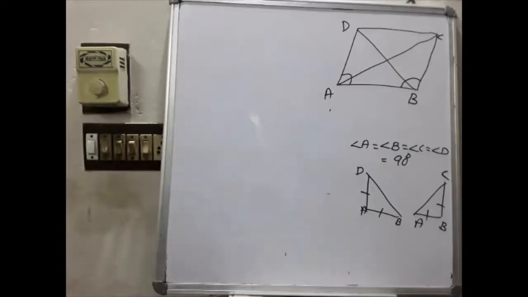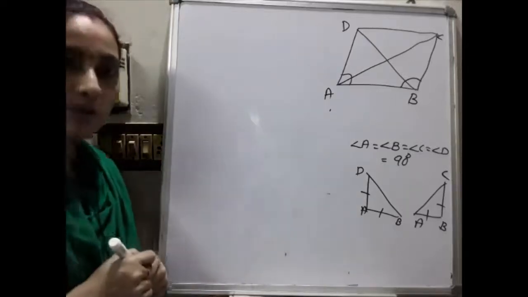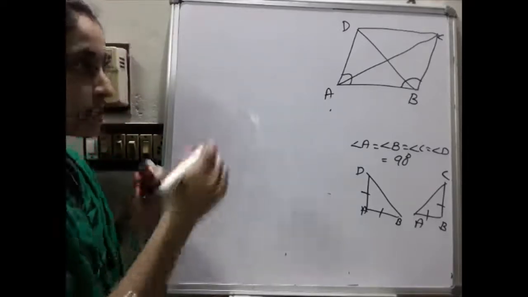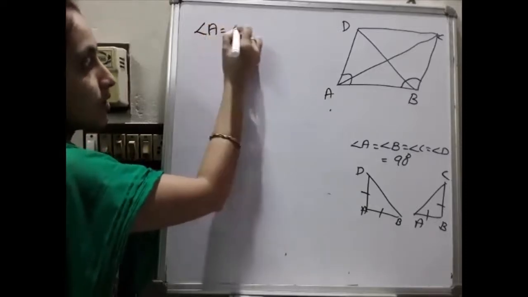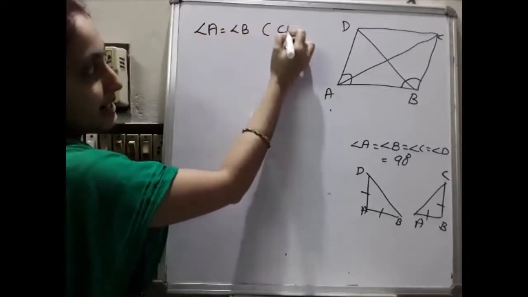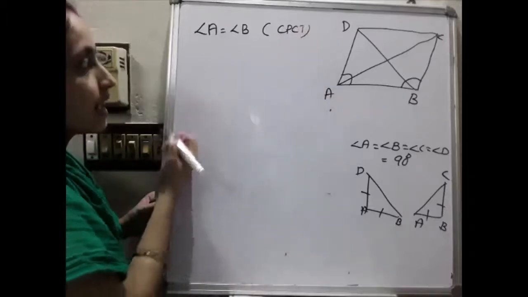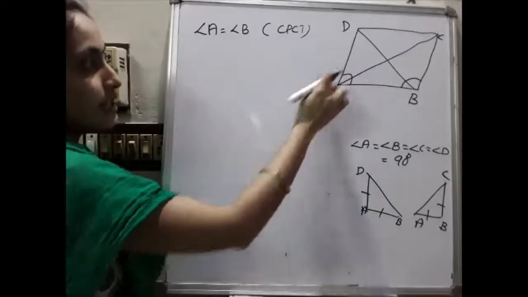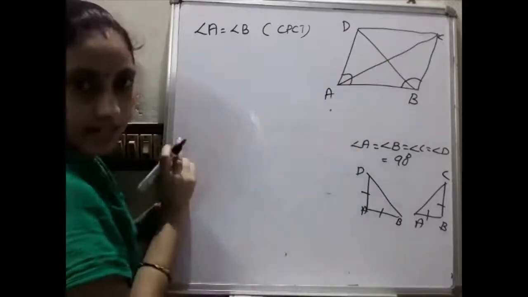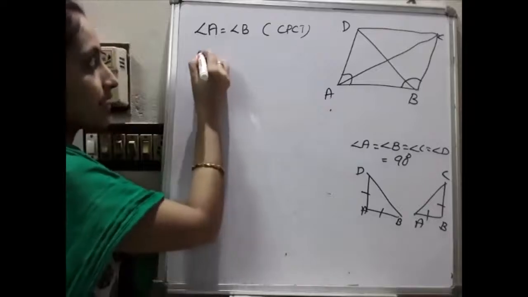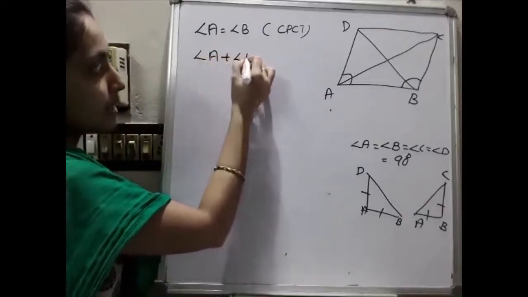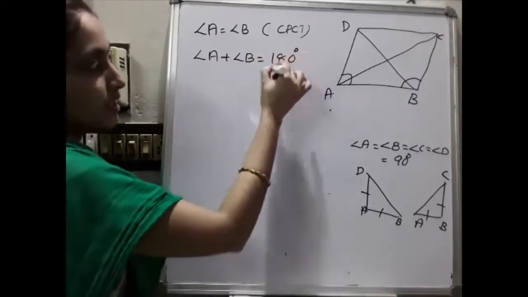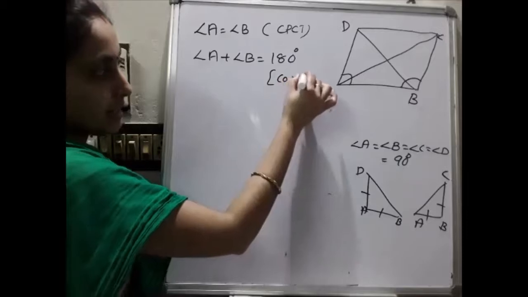So we got two triangles that are congruent. If they are congruent, then corresponding parts are equal. By CPCT, we can write angle A will be equal to angle B. Reason: by CPCT. Then we can write these two lines are parallel, cut by the transversal AB. So what is angle A plus angle B? It will be equal to 180 degrees. Why? Because co-interior angles are supplementary.